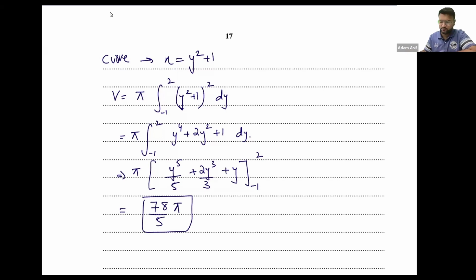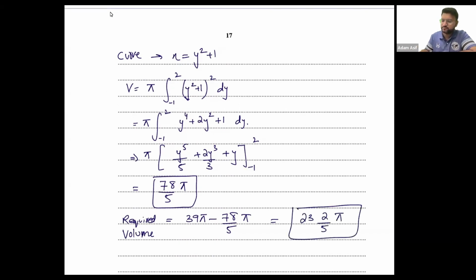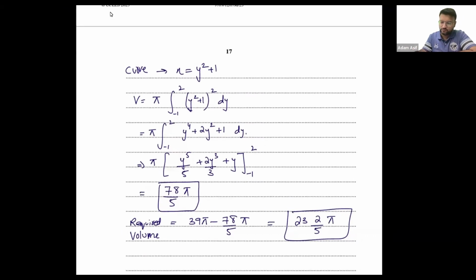I'm getting 78 upon 5 pi. So finally, the required volume would be 39 pi minus 78 upon 5 pi, which is 23 whole 2 upon 5 pi. Okay, that was the last question.